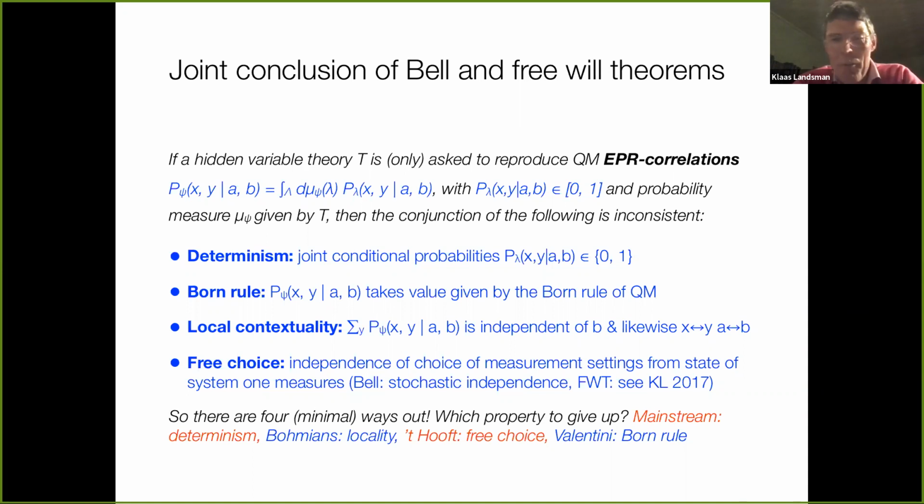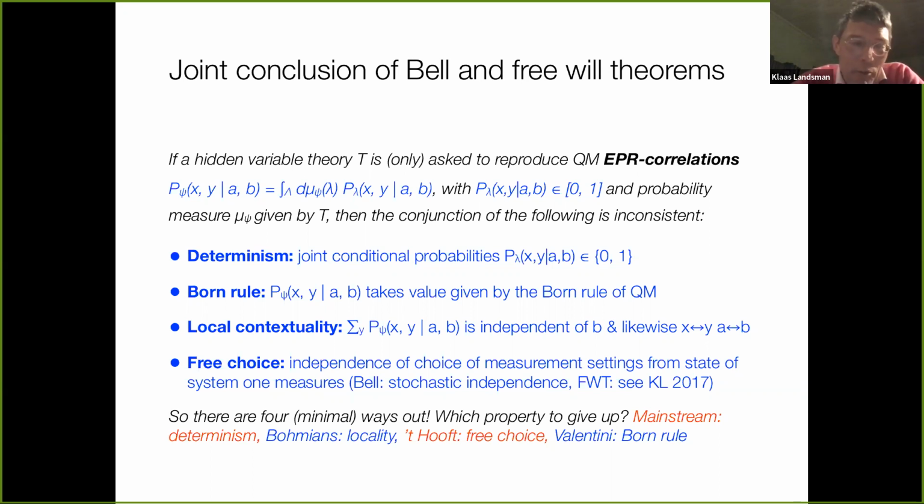And free choice, which is in a way more difficult to define, and which I will not try to do here, but it's an independence assumption. It states that the choice of the measurement settings in a certain sense is independent of the state of the particle or the system one measures. And in the case of Bell, that's actually relatively easy to define as stochastic independence. For the free will theorem, it's more difficult, but it leads to the same conclusions.